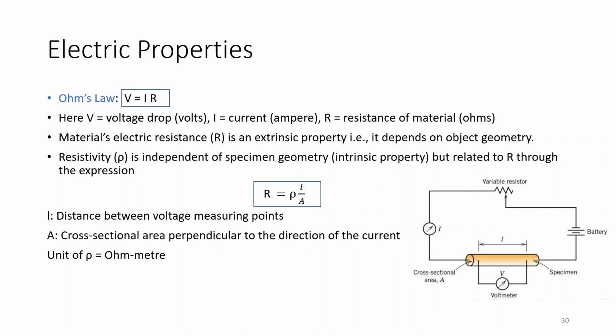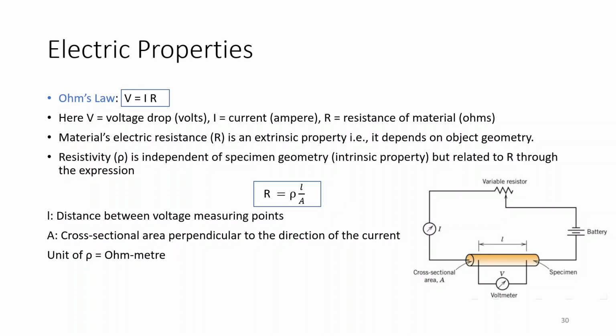Next up we have electric properties. In this case we have Ohm's law: V, voltage, is equal to current times the resistance. Here V is voltage drop in volts, I is current in amperes, R is resistance of the material in ohms. R is the proportionality constant here, so V is proportional to current.